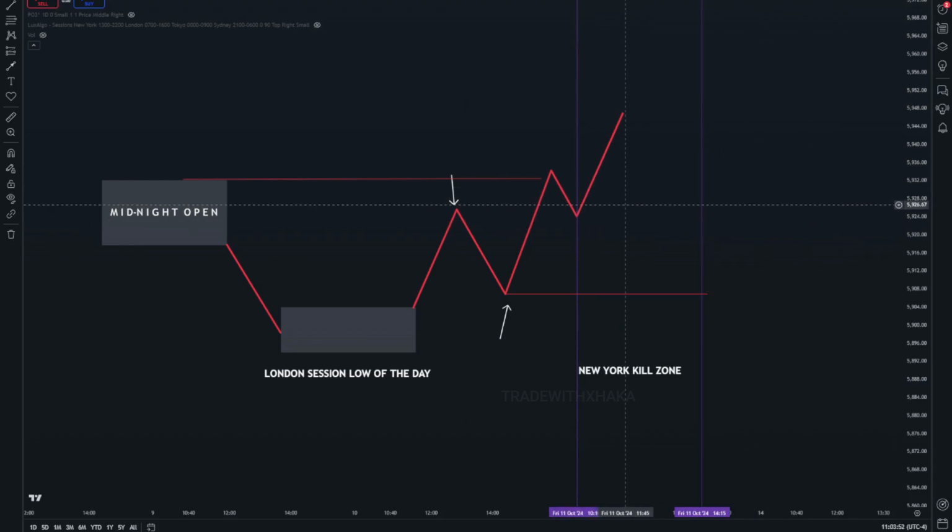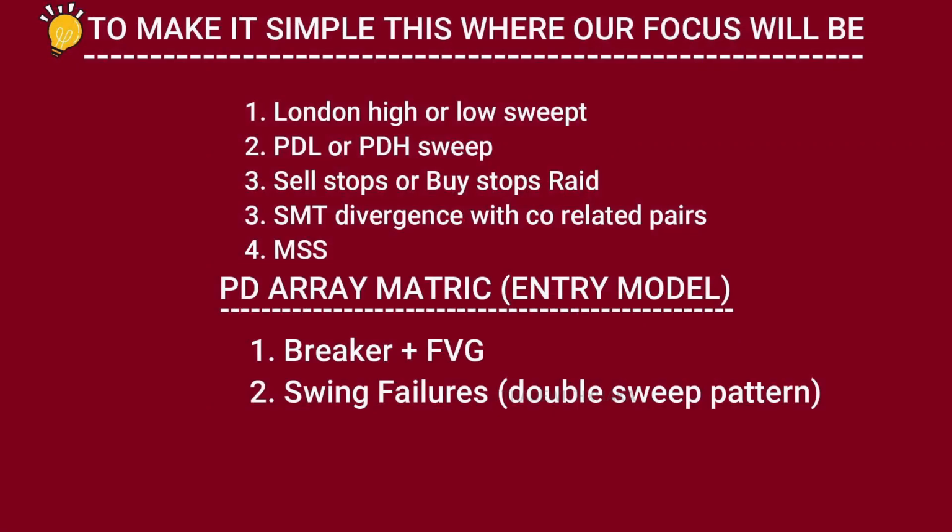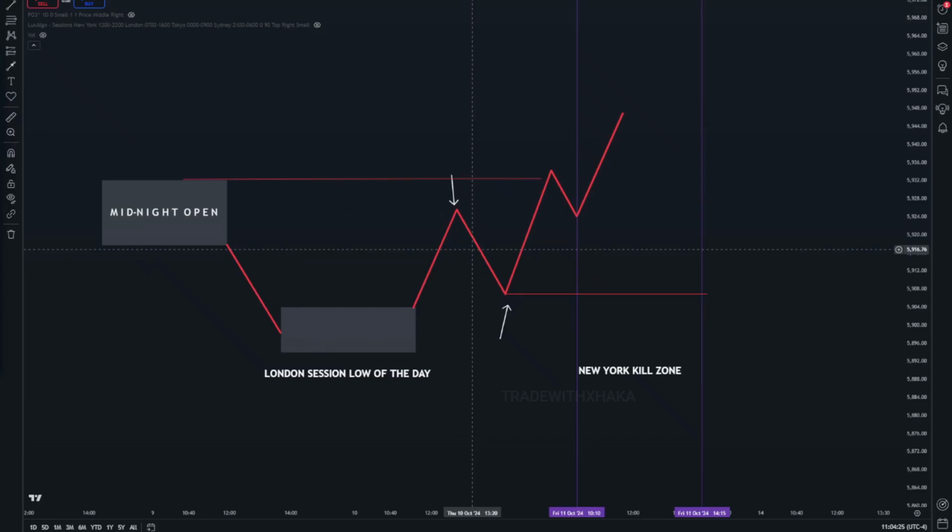That's when you get involved because you have known your trend. The London session is trending up. How do we approach this trade? Remember our entry model. Our PDRA metrics is breaker plus FVG and the swing failure or double sweep pattern. So breaker plus FVG is where you get involved.